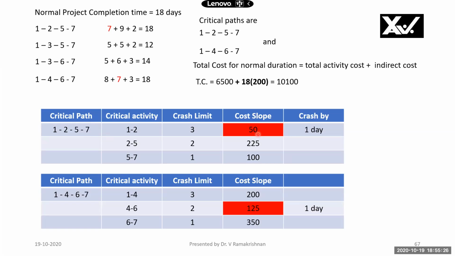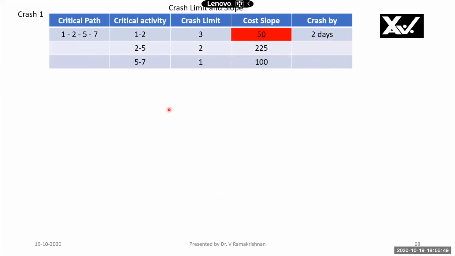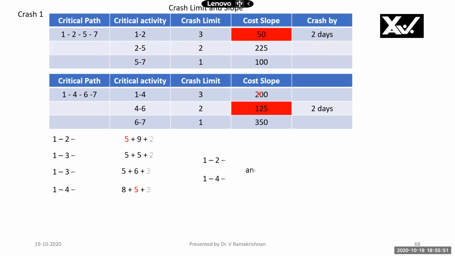Now, there are two critical paths we showed. The least cost slope is for activity 1-2 in critical path 1, and the least cost slope is 125 for activity 4-6 in critical path 2. Therefore, we can crash these two activities simultaneously first. Activity 1-2 can be crashed by 3 days, whereas 4-6 can be crashed only by 2 days. Therefore, I'll crash both by 2 days first. In crash 1, I'm reducing activity 1-2 by 2 days and activity 4-6 by 2 days.